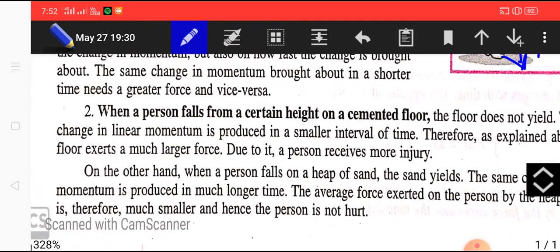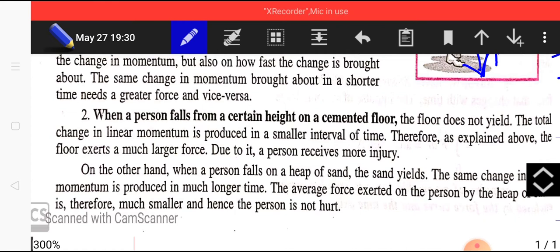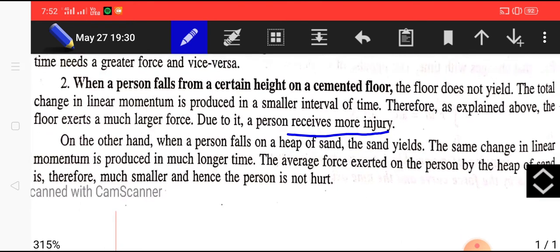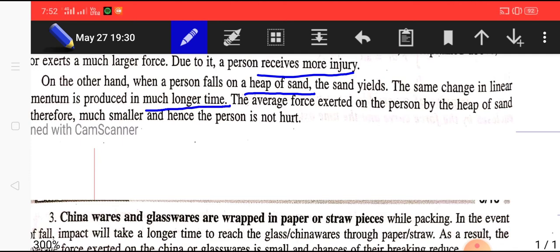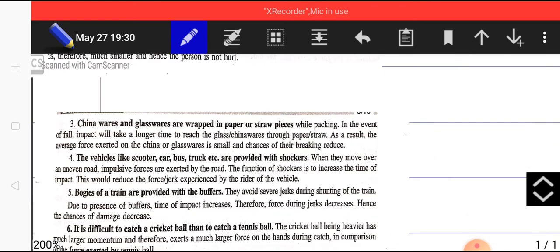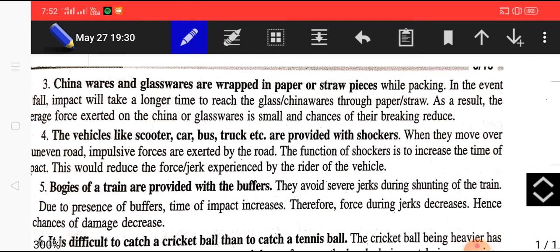When a person falls from a certain height on a cemented floor, then the person receives more injury, because the cemented floor will not go down and the time of collision is very less. On the other hand, if the person falls on a heap of sand, then sand yields and the person will enter into the sand, so the collision will be of longer time and lesser force will be exerted on the person. So that's why we can jump comfortably on a heap of sand compared to jumping on a hard floor.